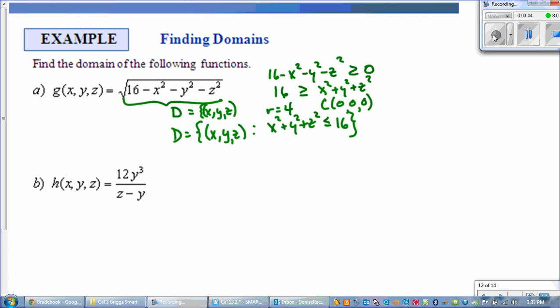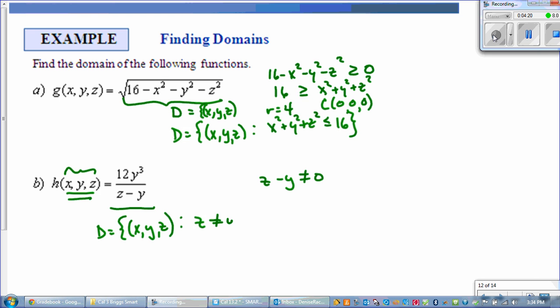Now, the domain of the second one, when you have a rational type expression like this, you have to make sure the denominator is not 0. I know what the domain appears to be, because they're telling me here that it has 3 independent variables. So the domain will be the set of all x, y, z, even though I don't see an x on the right side, I can tell it's one of the independent variables, such that z minus y is not 0. So that means z is not equal to y.